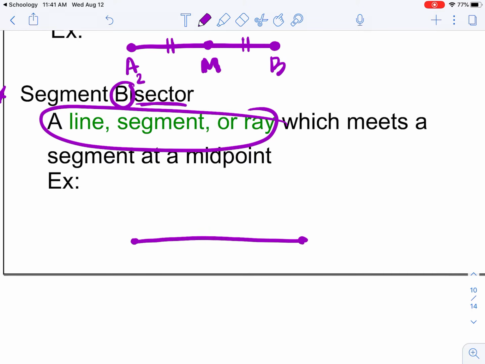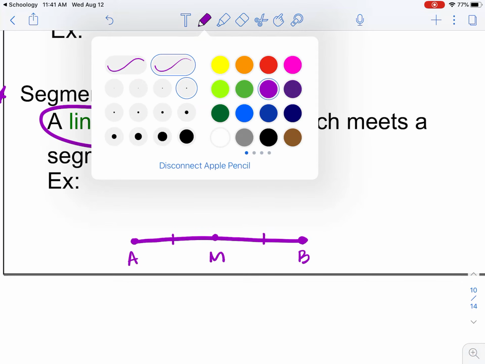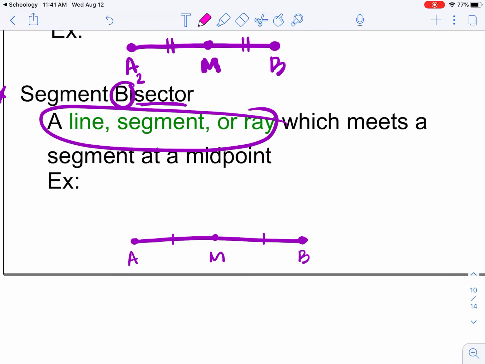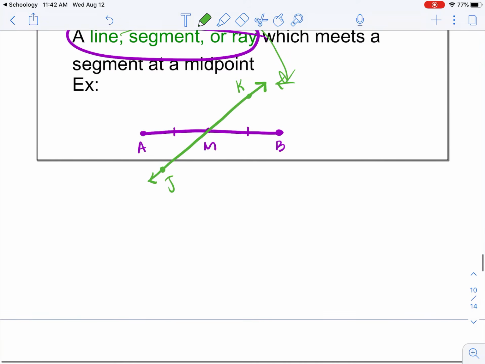So what I'm going to do is draw a segment AB, and I'm going to draw midpoint M, two congruent pieces. So now I know M is a midpoint. I have not drawn a segment bisector. A segment bisector is a line, segment, or ray that is going through the midpoint. So maybe this has a name, JK, right here. Okay, so line JK is the segment bisector. Okay, line JK is my segment bisector.